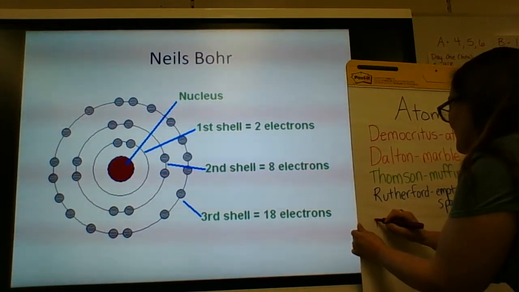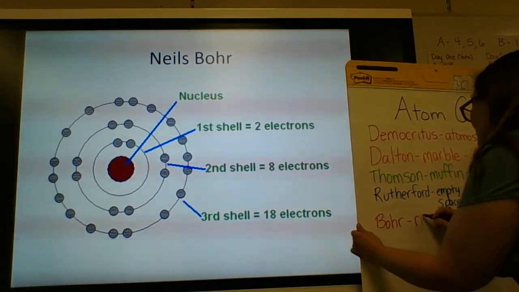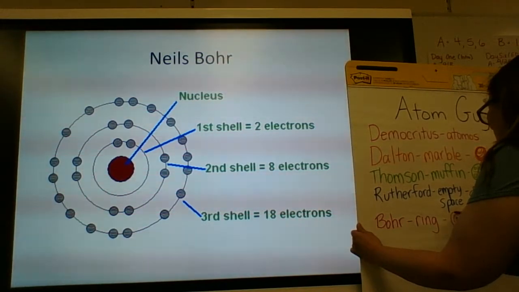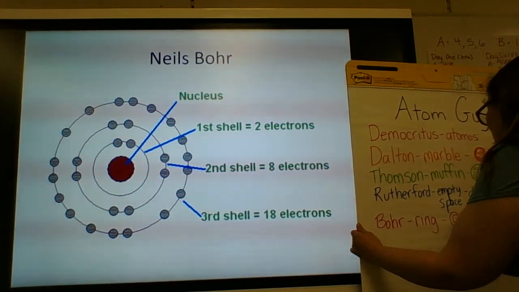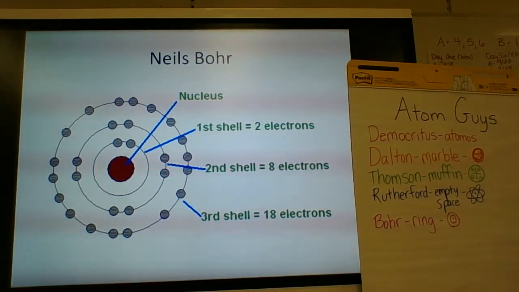We've got Bohr, and his rings, and our picture is going to have a nucleus at the center, and then rings with electrons orbiting around. I think you can see that. Hopefully you can see that.